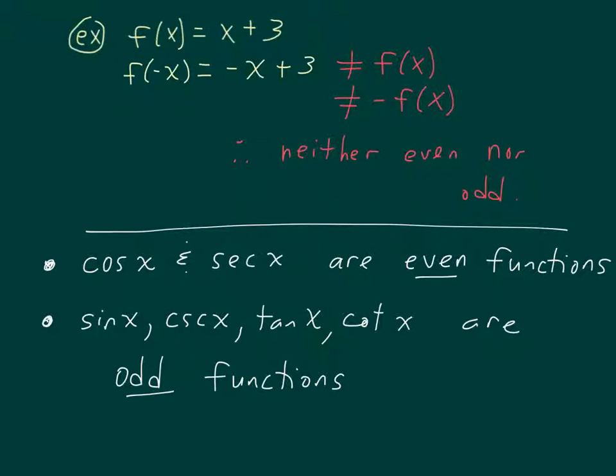And finally, if we were to talk about our 6 main trig functions, if you were to look at the graphs of these functions, you would notice that cosine and its reciprocal secant, remember secant's 1 over cosine, are even functions because they're symmetrical over the y-axis. Likewise, if you were to look at sine and its reciprocal function, cosecant, and tangent and cotangent, those are odd functions. Those are symmetrical over the origin.